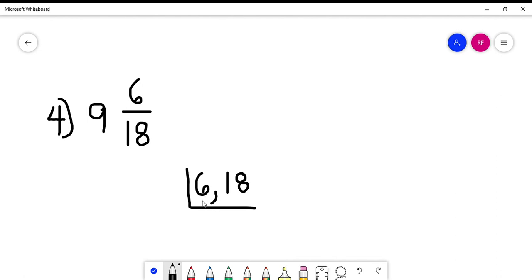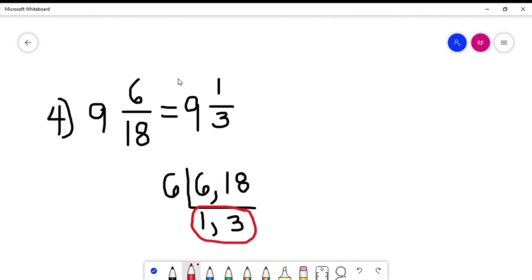Like I said, if you think of any number, I think of 6 because 6 and 18 are both divisible by 6. So 6 divided by 6 is 1, and 18 divided by 6 is 3. And one of the quotients is 1. That means this is the lowest terms. So write it here. Then you need to write the 9, the whole number, here. And then we have 1/3.